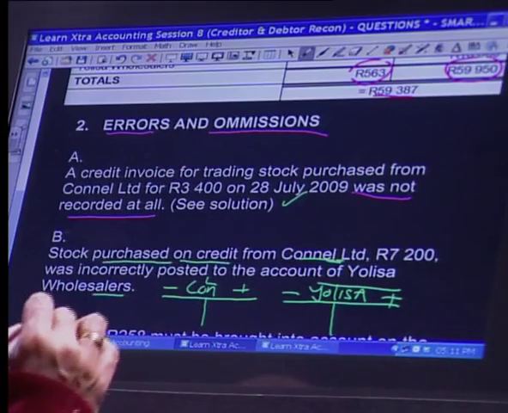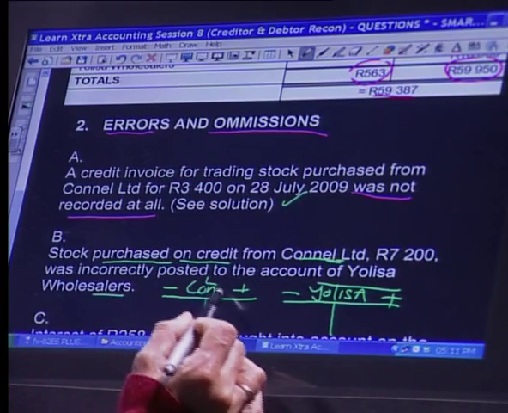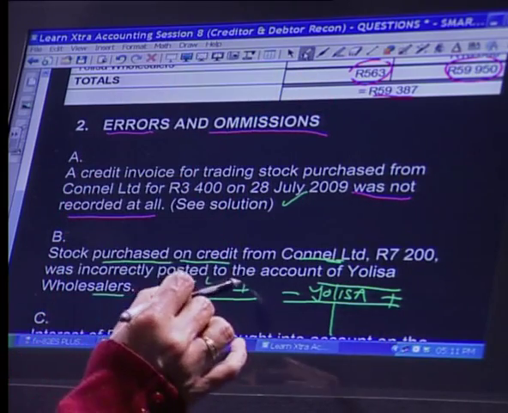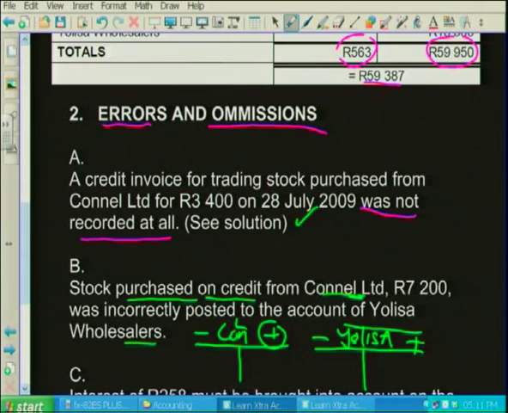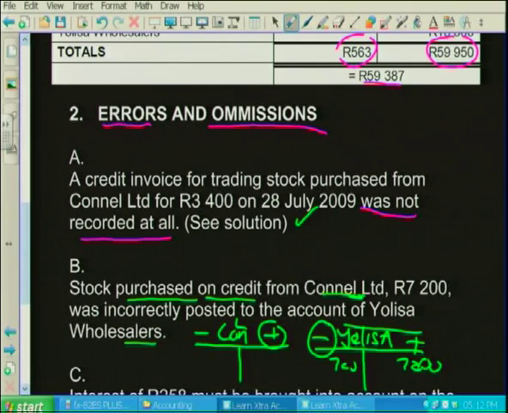So we've purchased stock from Canal Limited for 7,200. Obviously the amount owing to Canal Limited has to increase. We've purchased on credit, so we will owe them more money. But instead of crediting Canal Limited, by mistake the accountant has credited Ulisa Wholesalers with the 7,200. So the error is in the creditors ledger itself, in the list itself. Now, how are we going to fix this? We obviously didn't buy from Ulisa for 7,200, so we cannot owe Ulisa the 7,200. So we now need to decrease Ulisa Wholesalers by 7,200, subtracting 7,200 from that balance.